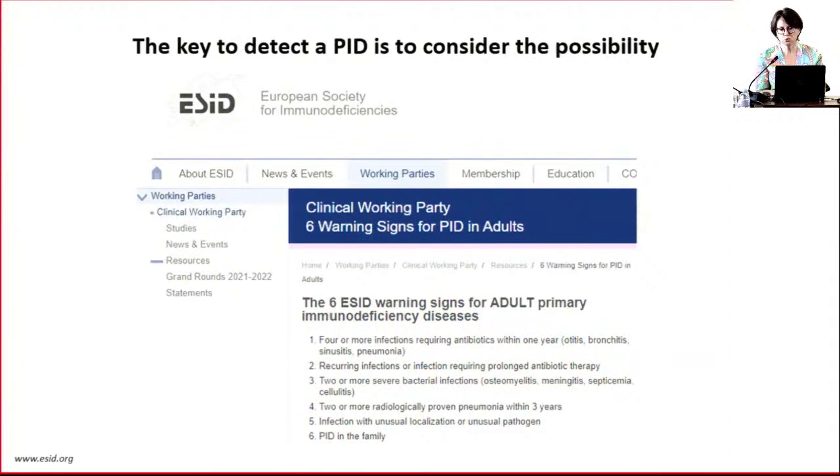And also, there are some signs of primary immunodeficiencies which are more prominent in adults, and we try to spread that knowledge. When we are talking about an increased number of infections, how much is it? According to the European Society for Immunodeficiencies, 4 or more proven infections. It doesn't mean that the patient thinks that he had pneumonia. It should be proven with an X-ray, for instance. Recurring infections, or infections which require prolonged antibiotic treatment and probably several antibiotic courses. Also 2 or more bacterial infections which are deep-seated, like osteomyelitis, meningitis, and so on.